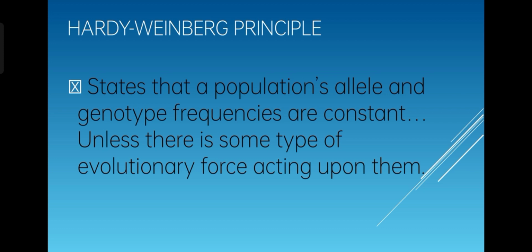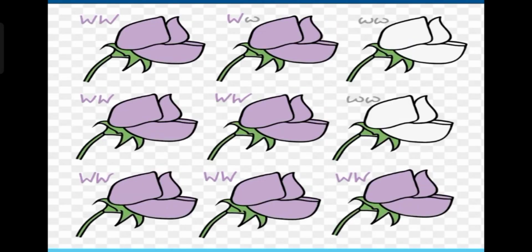special happens. Let's say you start eating some candies from the jar. If you eat more red candies than blue candies, then the balance will change, right? That's the evolutionary force acting upon the candies. But if you don't eat any candies, or if you eat the same number of red and blue candies, then the balance will stay the same. Just like how the allele and genotype frequencies stay constant in a population when nothing special is happening to them. In this picture, it shows a population's alleles. It has homozygous dominant, heterozygous, and homozygous recessive.